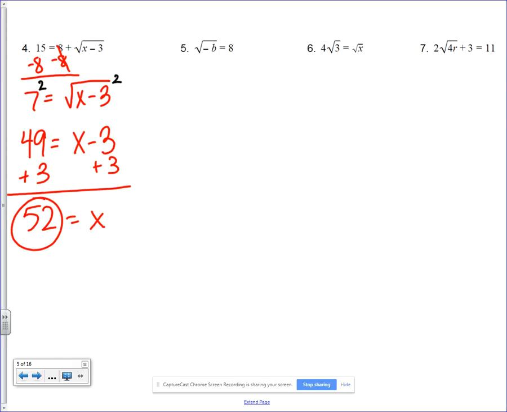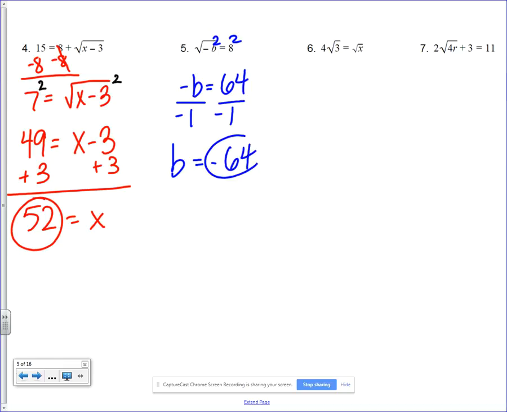Sure? Okay, what do you think about number 5? Yeah, there's nothing outside the radical this time, is there? So I'm not going to square root it. I'm going to square it. So if I square both sides, like that. Good. We remember divide by -1, so b is.